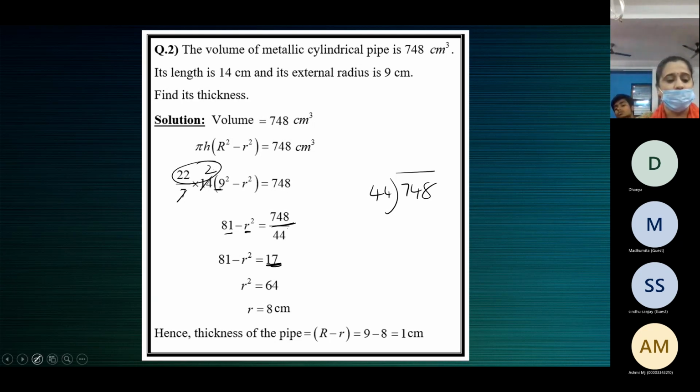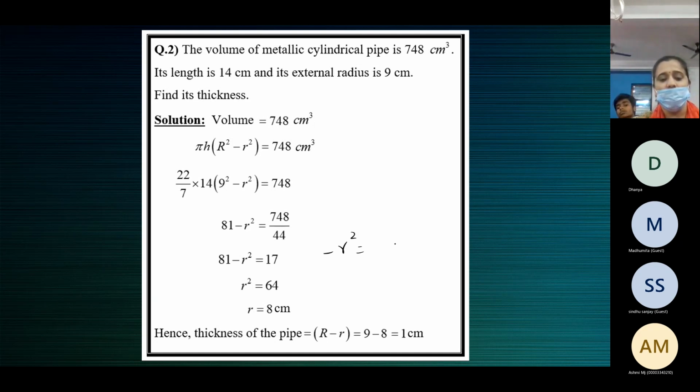So now transpose. You'll have to find r, no? So you will get minus r square is equal to 17 minus 81. So minus r square is equal to minus 64. Minus and minus will get cancelled. So many steps you don't have to show. So directly r square is equal to 64.